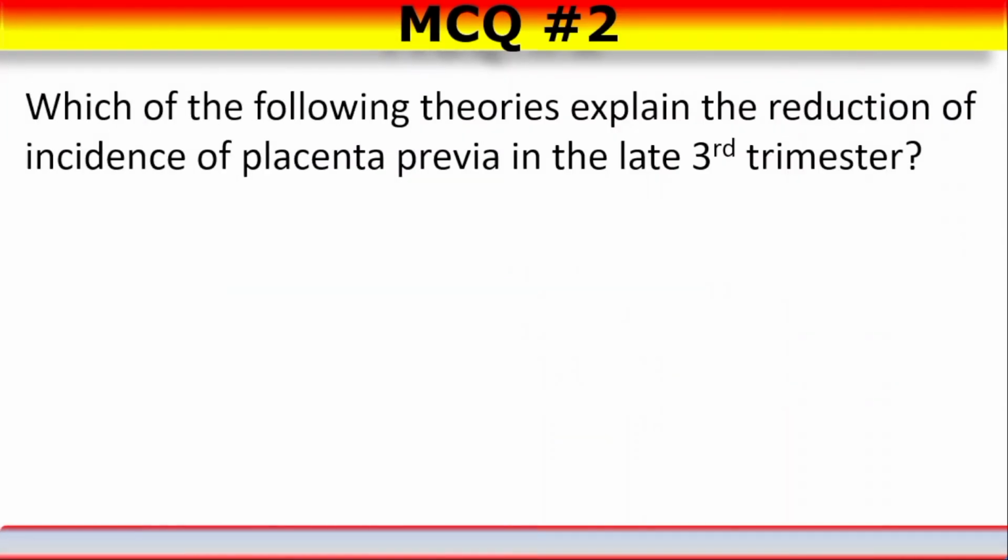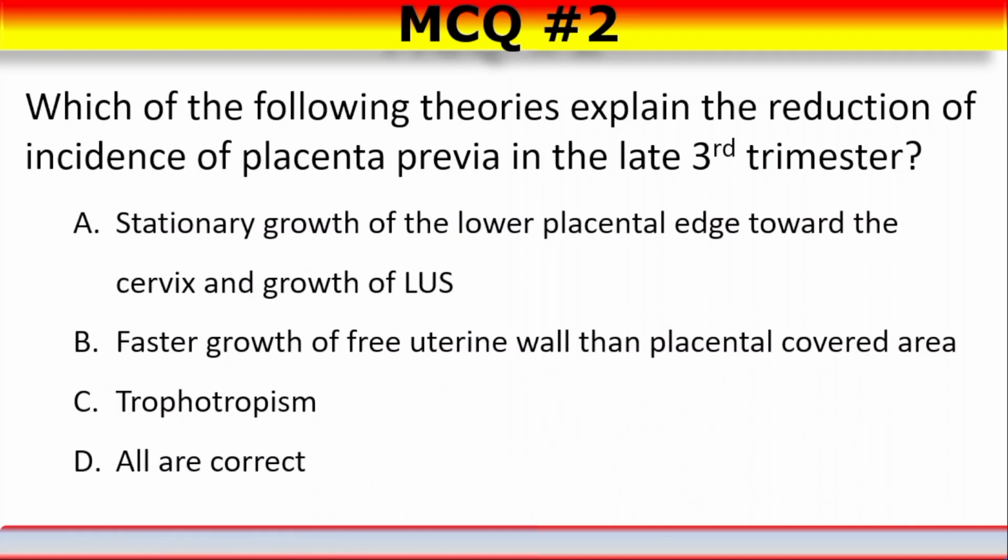Question number 2. Which of the following theories explain the reduction of incidence of placenta previa in the late third trimester? A. Stationary growth of the lower placental edge toward the cervix and growth of lower uterine segment. B. Faster growth of free uterine wall than placental covered area. C. Trophotropism. D. All are correct.